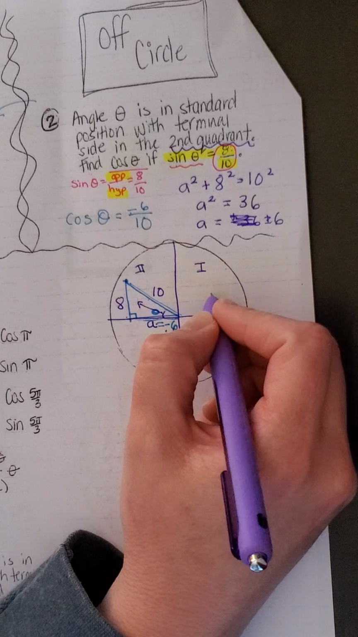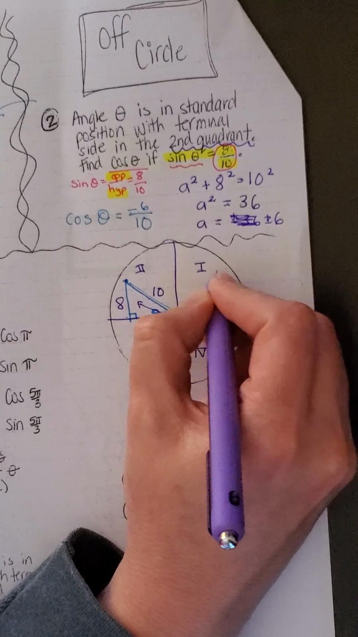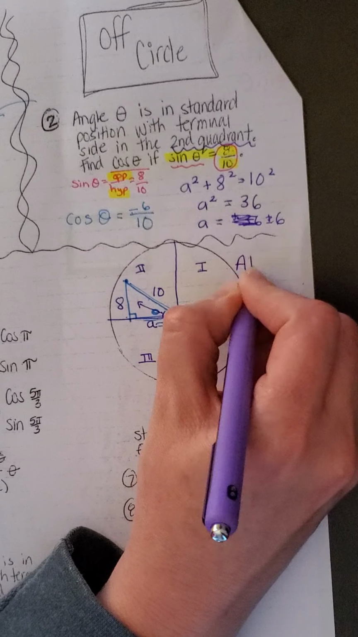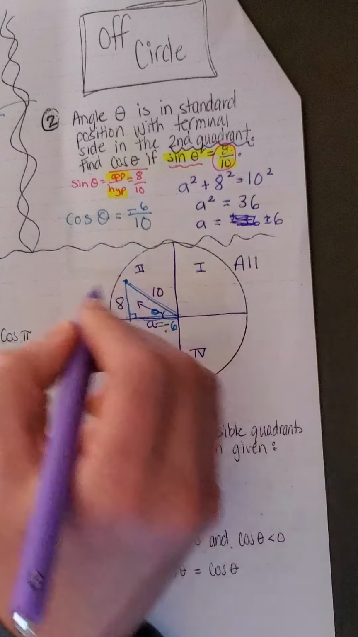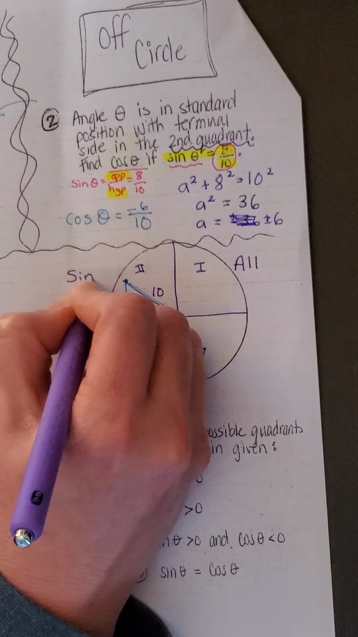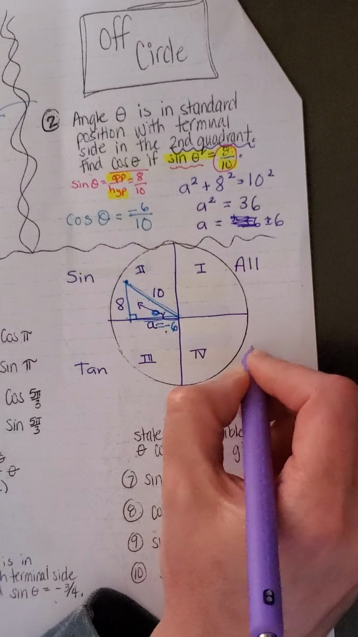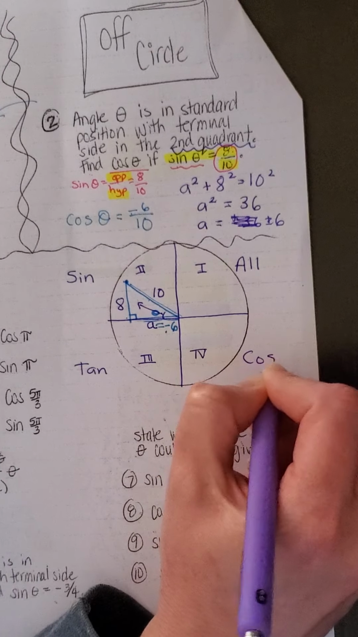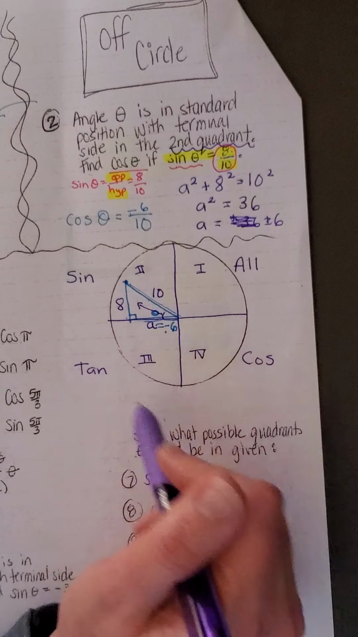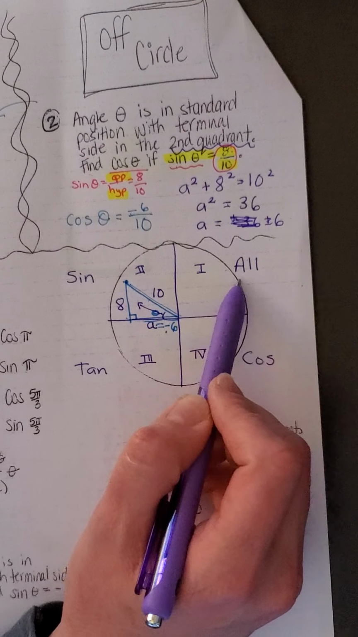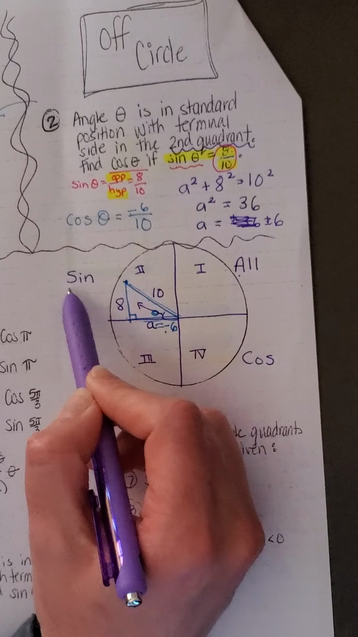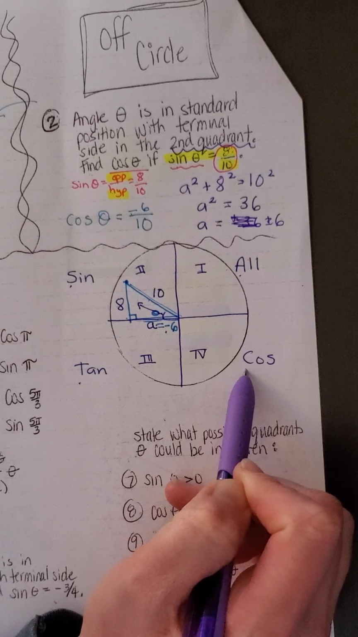All right, the last thing I wanted to add here is a shortcut to know which functions are positive or negative in which quadrant. In this quadrant, all are positive. In this quadrant, it's sine. In this quadrant, it's tangent. And in this quadrant, it's cosine. And there's a little mnemonic device that helps you remember it: all students take calculus.